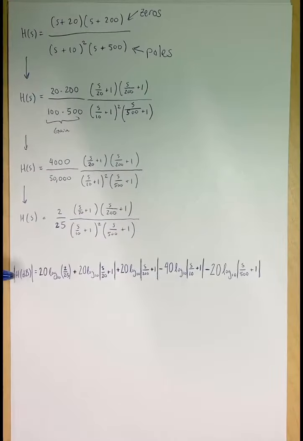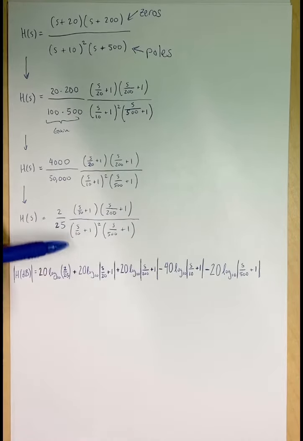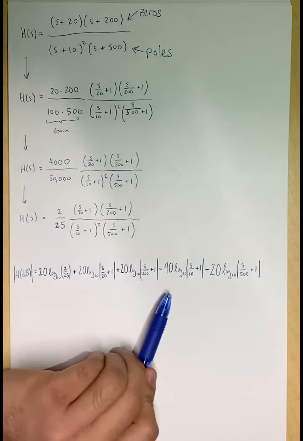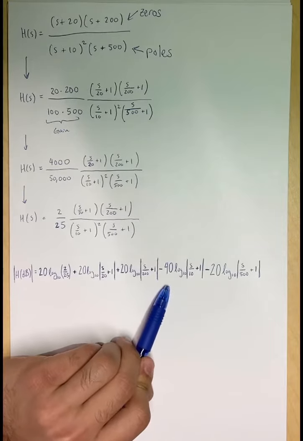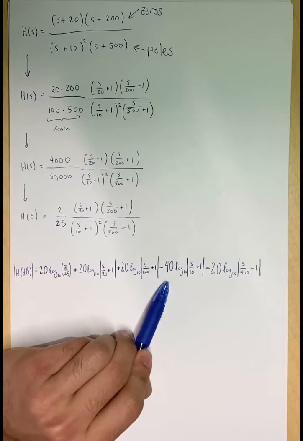Our next step is to write the magnitude equation of our simplified transfer function. Because the magnitude plot is plotted on a decibel scale, we want to take the 20 log 10 of each term in our simplified transfer function. Now this term is squared in our transfer function, as you can see, but we still put it in a 20 log 10 format. Since it's squared, there's just two 20s, aka a 40.